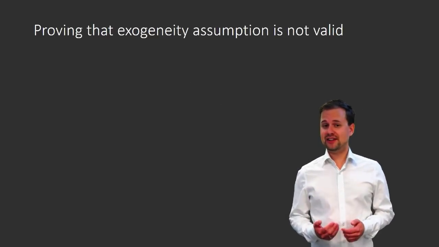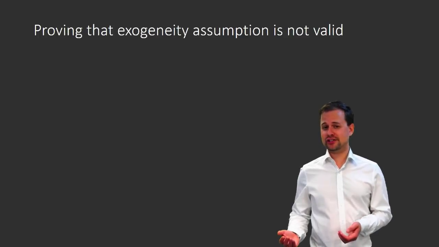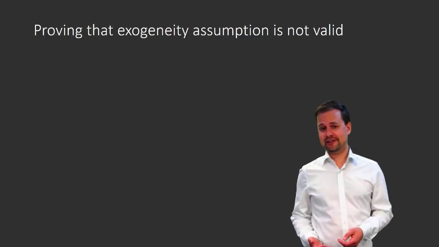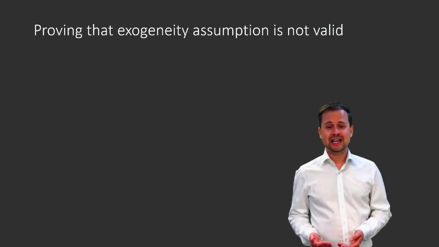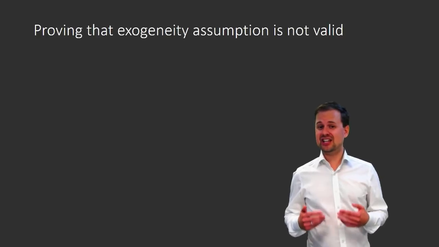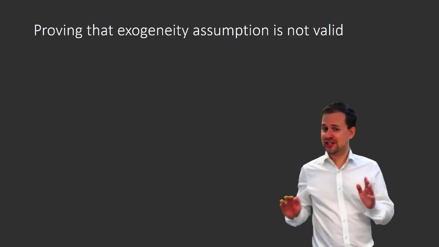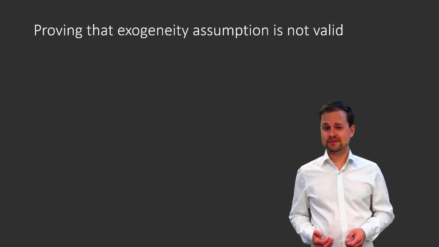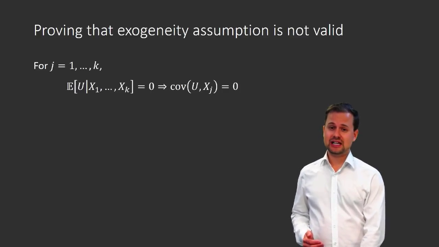If you want to discuss the validity of the exogeneity assumption, you have to talk about conditional expectations, which at this point may be something that you're not very comfortable with. Fortunately, there's a little trick that you can use if you want to show that the exogeneity assumption is not valid. If you use this trick, you don't have to talk about conditional expectations, you only have to talk about correlations. The trick is based on the following mathematical result.